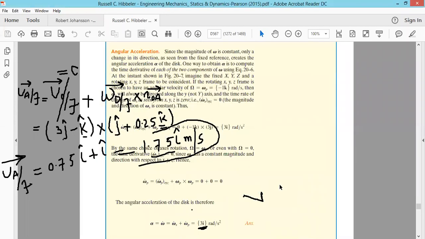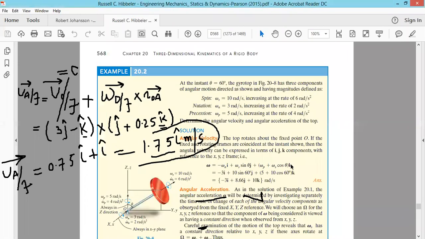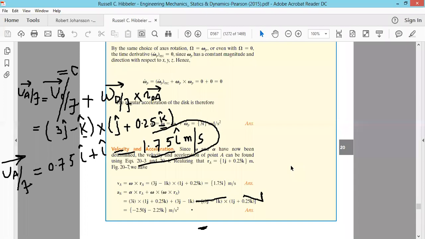As far as the answer of the book is concerned, first the answer about the angular acceleration is fine. This is the correct answer we have derived. And what about the velocity? If you look at it here, the value is 1.75 i cap meter per second, through the procedure I have discussed here. So our answer is correct. We are not bothered about the answer.